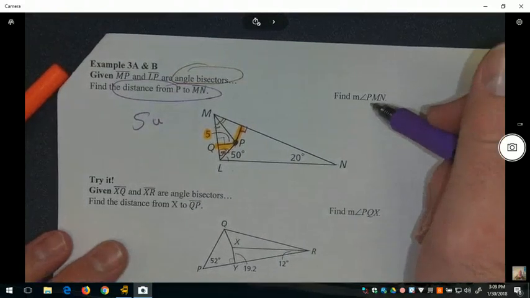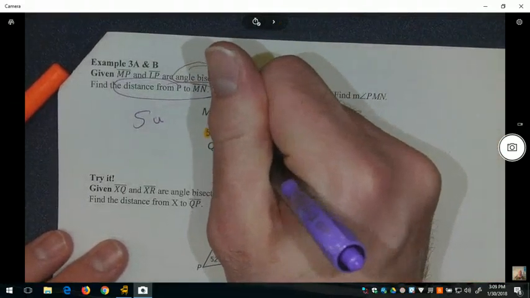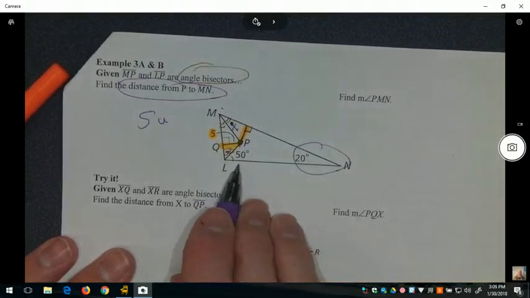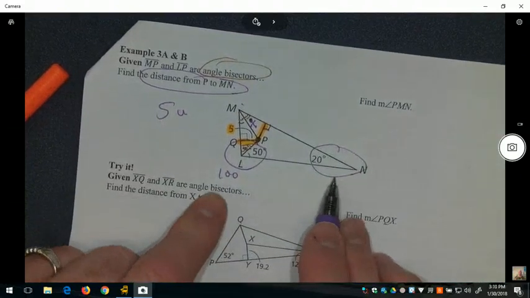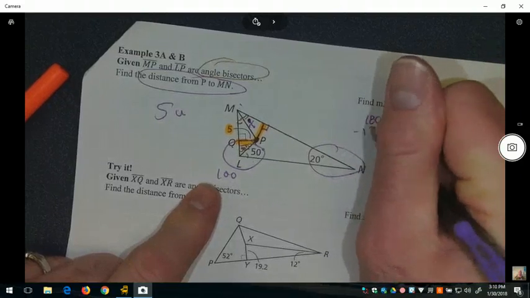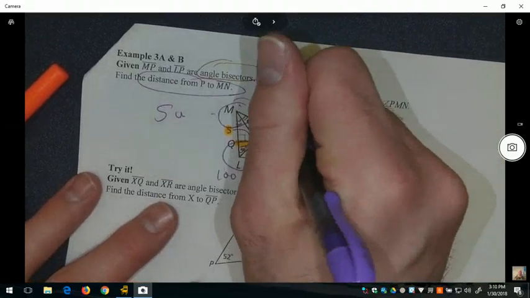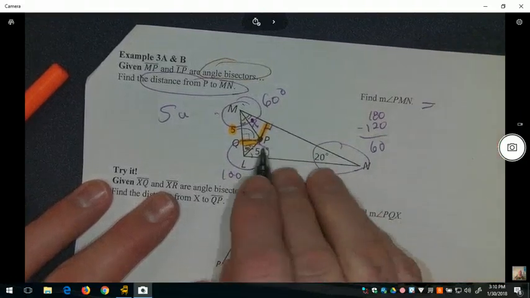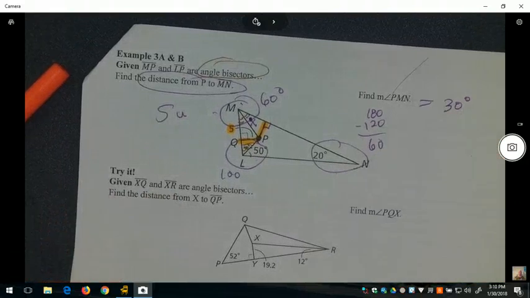Now when they ask us to find angle PMN, that's this little piece right here. I'm going to put an X in there. Well, I know this angle is 20. I now know, since this angle was bisected and that piece is 50, that this whole angle here is 100. So 120 degrees, using the triangle sum theorem, 180 minus 120 degrees leaves me 60 degrees for all of angle M. So if all of angle M is 60 degrees and I'm bisecting it, then angle PMN, that little piece right there, has to be 30 degrees.